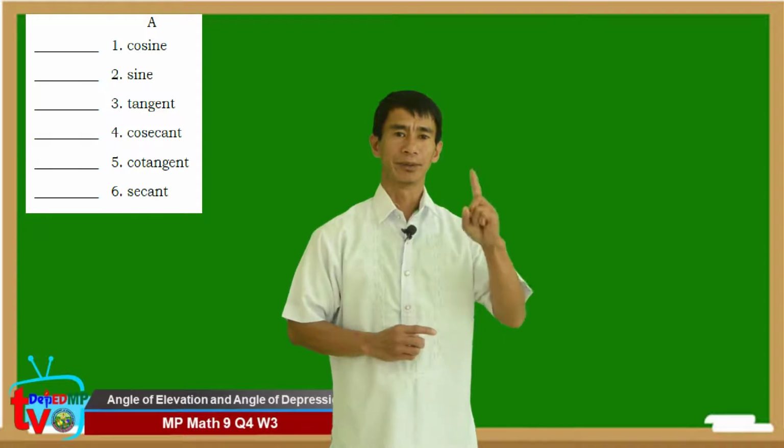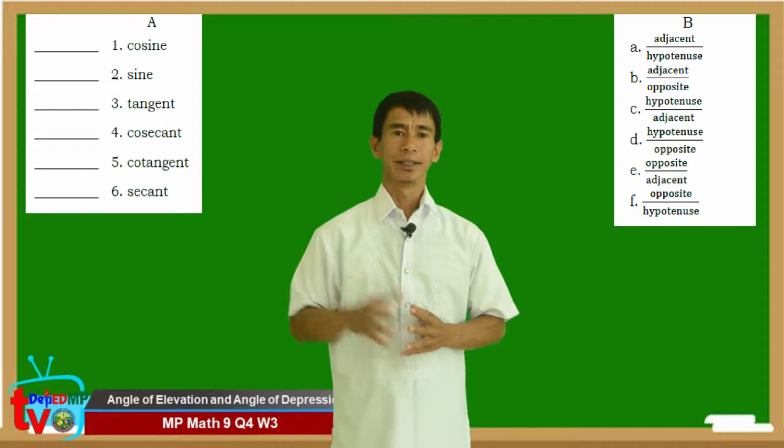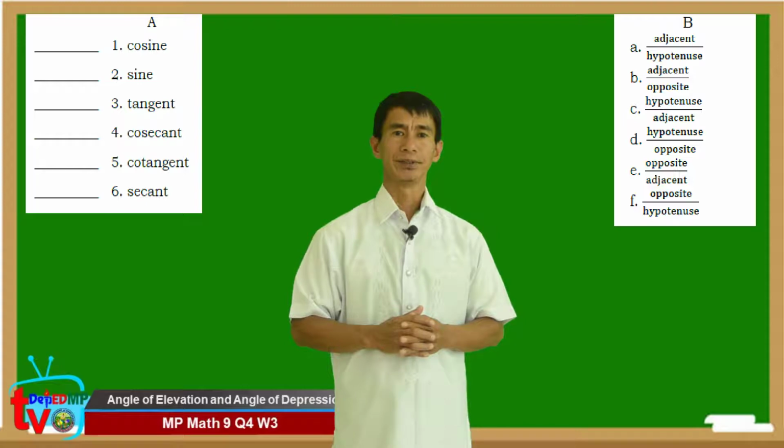Now, let us see what we learned in the past lesson and in this review. Kindly answer Activity 1 on page 5. Match column A and column B. Put your answers on your answer sheet. You are given at least 3 minutes to do this part. Pause the video, then get started.